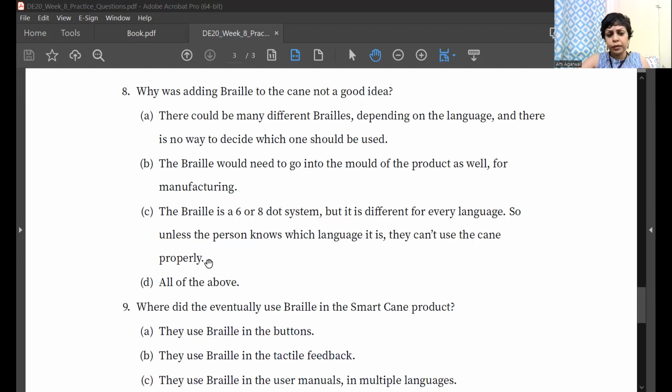The third point is that braille is a 6 or 8 dot system, but it is different for every language. So unless the person knows which language it is, they can't use the cane properly. Now this and the first point are sort of similar. So this is kind of what I wanted to address. So let me share my screen.